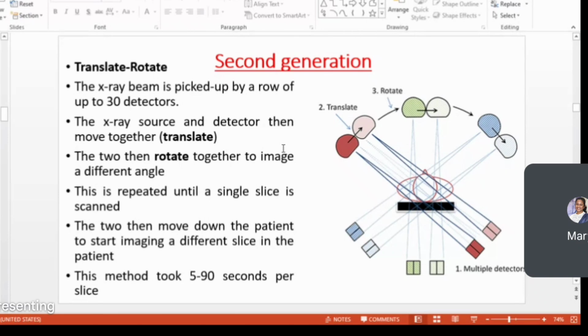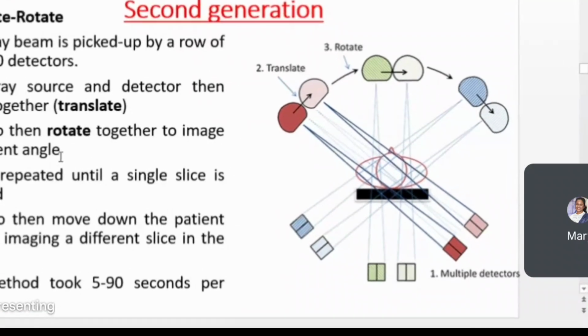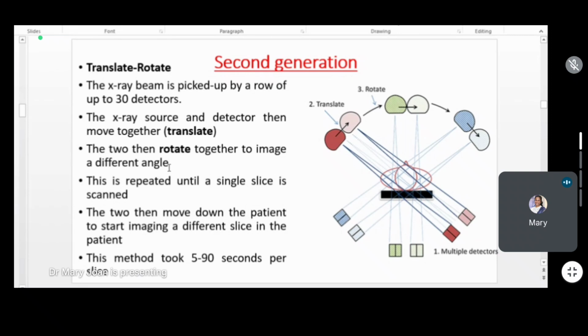So the X-ray beam is picked up by a row of up to 30 detectors, and the X-ray source and detector then move together. So this is same as how it was in the first generation also. The two then rotate together to image a different angle. This is repeated until a single slice is scanned. The two then move down the patient and start imaging a different slice in the patient. This method took 50 to 90 seconds per slice.